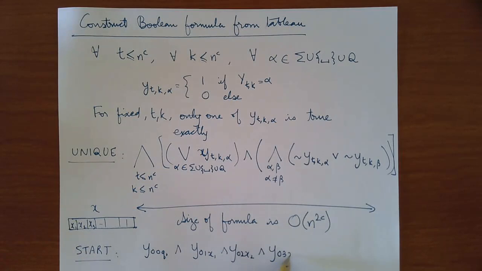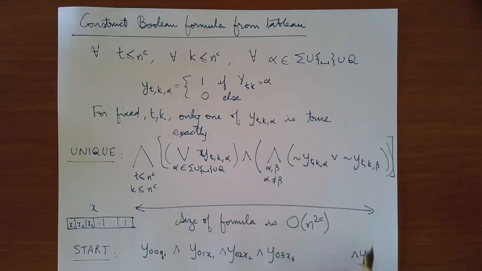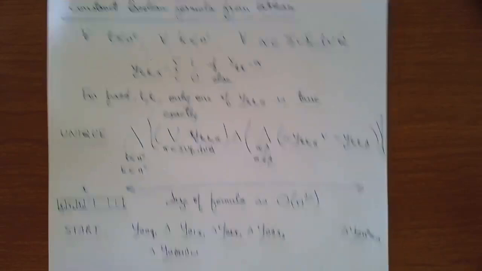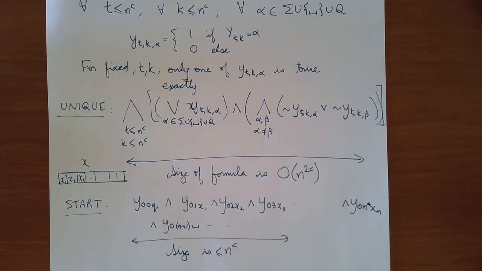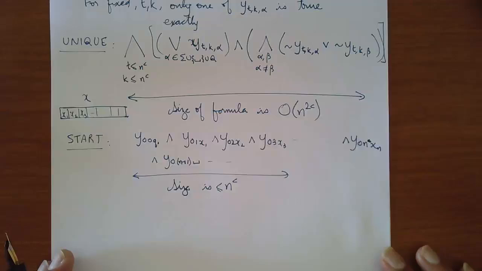Again, one can just write this down, you just need up to n, technically, of xn, and then y_0,n+1 we'll just put a blank, and so on and so forth. So this gives us a formula for start. Again, the size of this formula is at most n to the c. If you put the encodings and everything else together, you might get a little bit more, but it's all just polynomial in n to the c. Okay. And so now what we need to do is move.